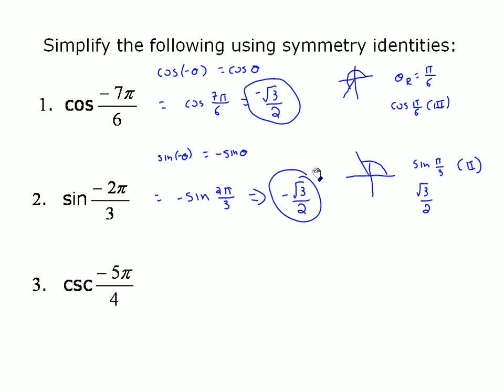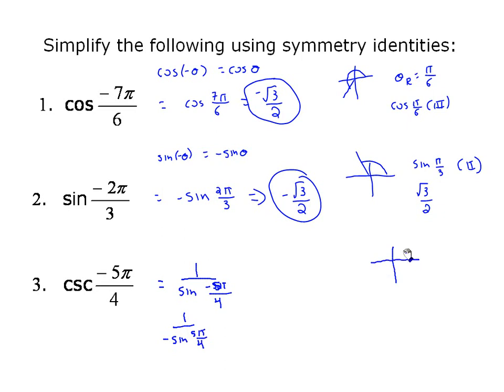Now the last one of this sort is interesting because it's a reciprocal function. Now this can be approached a number of ways, but you might be thinking this is 1 over sine of negative 5 pi over 4, if you could read that. I barely can. So this really turns out to be 1 over negative sine of 5 pi over 4. So using that sine symmetry identity, we can do that.